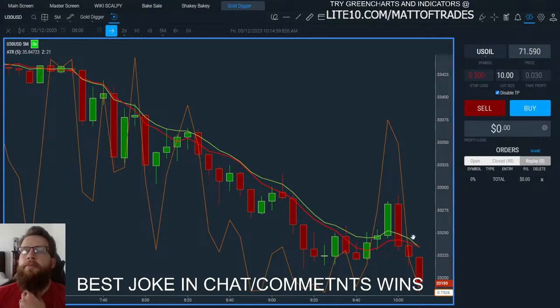So red on top, both pressure lines pointing down. A red candle that is not touching pressure, but below pressure, is a sell entry. And then we actually use a 15 candle ATR to set our stop loss.